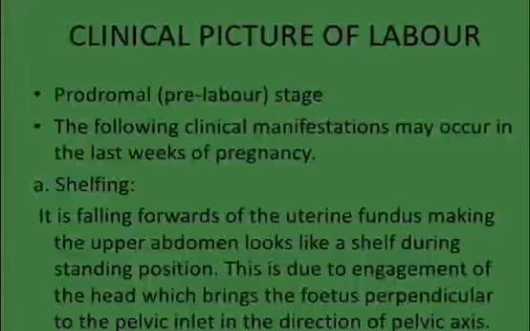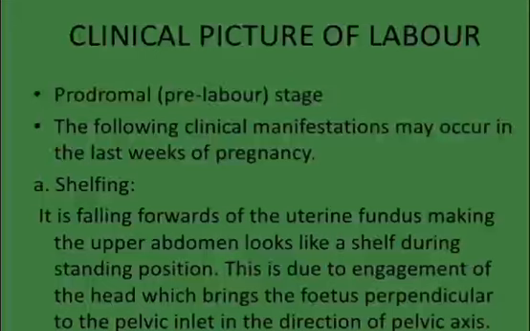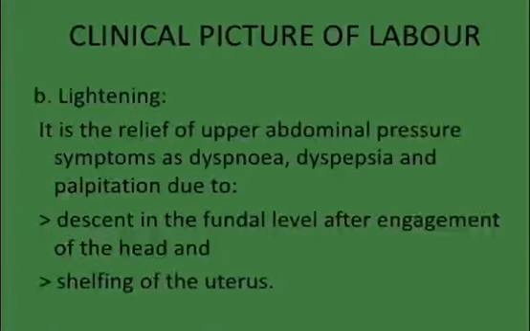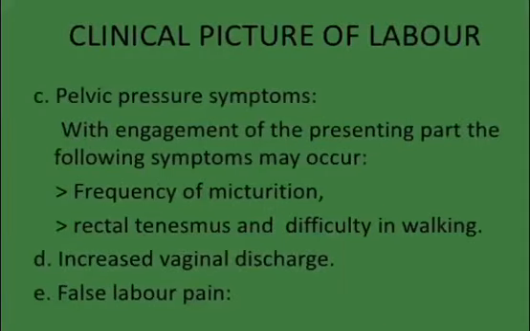Premonitory stage. The following clinical manifestations may occur in the last weeks of pregnancy. Shelving. It is falling forward of the uterine fundus, making the upper abdomen look like a shelf during the standing position. This is due to the engagement of the head, which brings the fetus perpendicular to the pelvic inlet in the direction of the pelvic axis. Lightening. It is a relief of the upper abdominal pressure. Symptoms such as dyspnea, dyspepsia, and palpitation are relieved due to the descent in the fundal level after the engagement of the head and increasing shelving of the uterus.